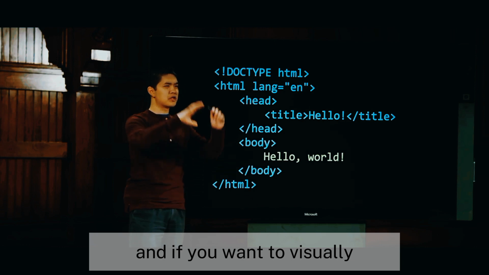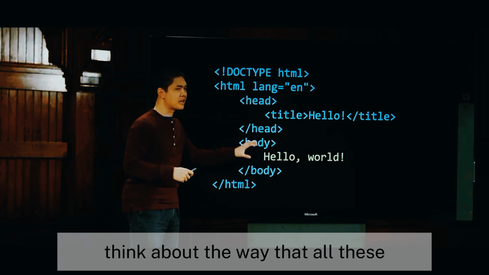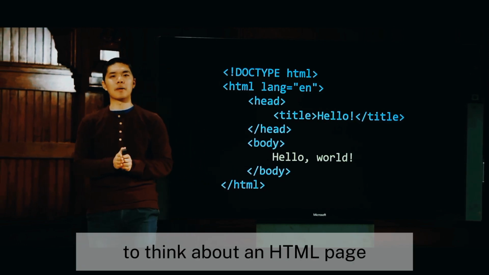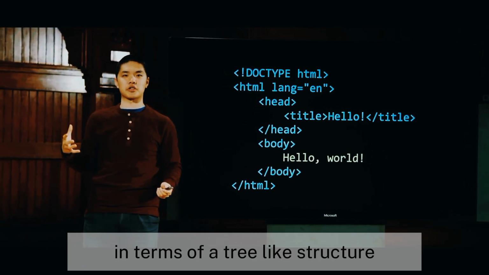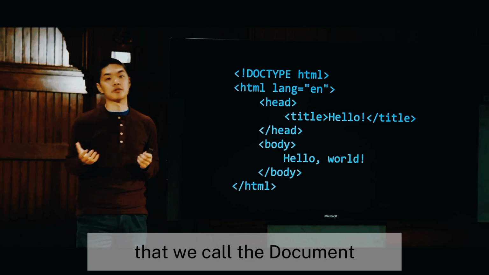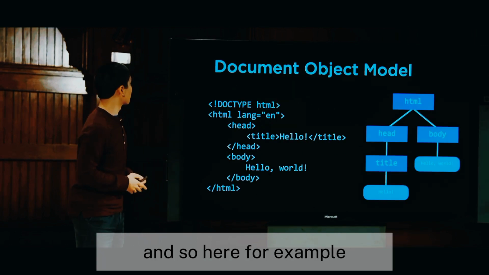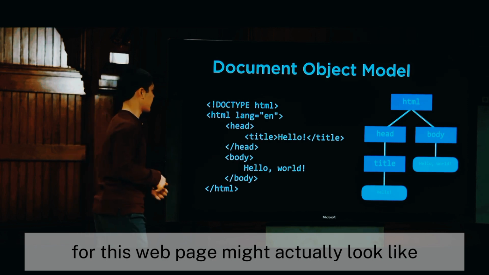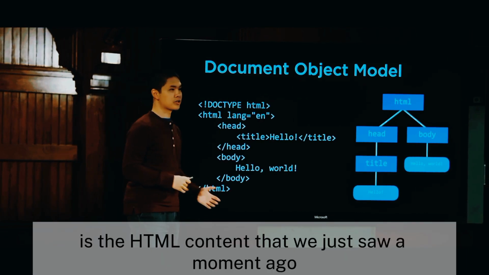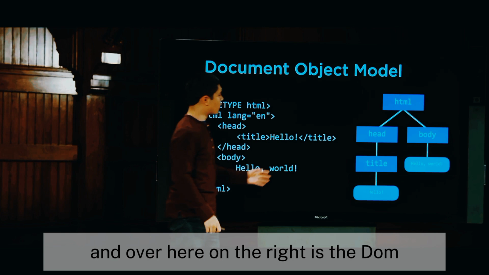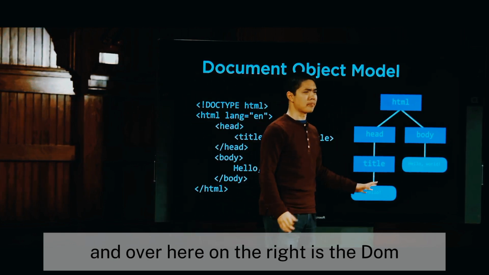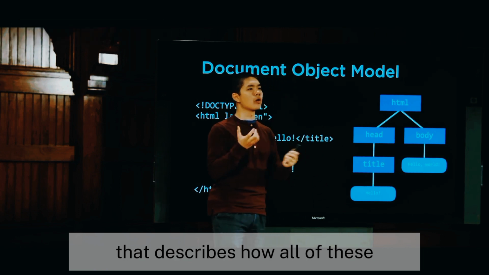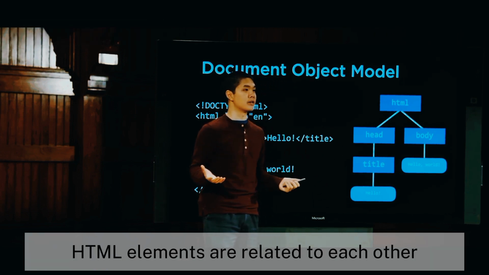And if you want to visually think about the way that all these HTML elements are structured, it can sometimes be helpful to think about an HTML page in terms of a tree-like structure that we call the document object model, or DOM. And so here, for example, is what the DOM for this web page might actually look like. Here on the left is the HTML content that we just saw a moment ago. And over here on the right is the DOM, the document object model, the tree-like structure that describes how all of these HTML elements are related to each other.